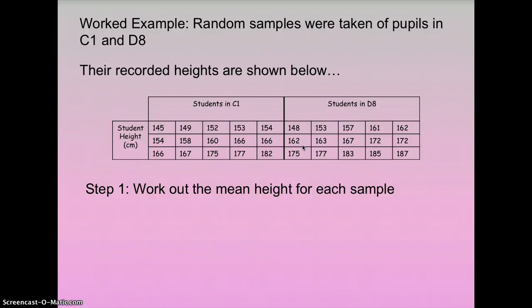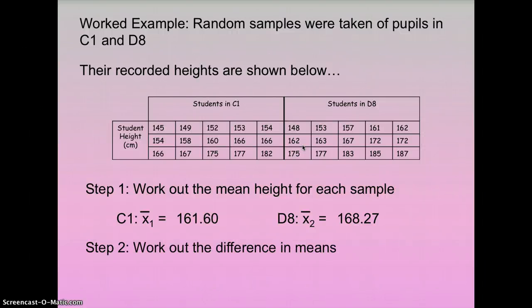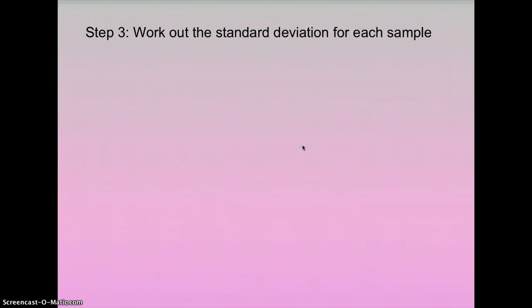So we're going to add up all of those values and divide by the total number of values in the sample. X bar 1 refers to the mean or the average value of the first sample, and we determined that it is 161.60. The average of the second sample is 168.27. The second step is to figure out the difference between the means. So we subtract x1 from x2, and we determine that the difference in the means is 6.67. That's going to be our numerator in our equation.